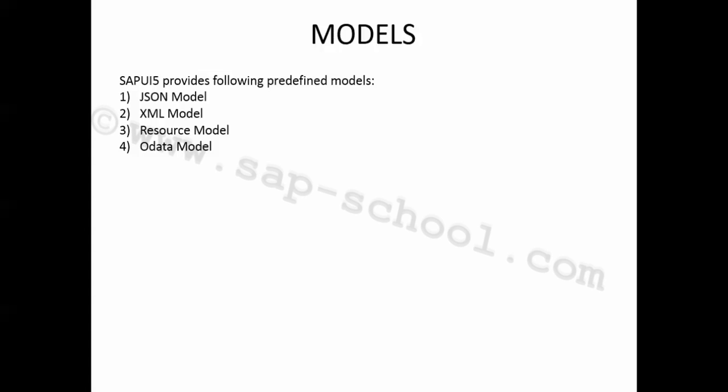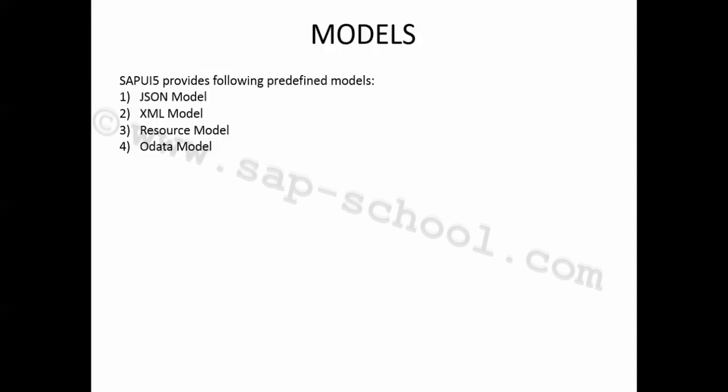The OData model is a server-side model. The dataset is only available on the server, and the client only knows the currently visible rows and the fields. This also means that the sorting and the filtering on the client is not possible. So for this, the client has to send a request to the server. Then the OData model currently supports the OData version 2.0.